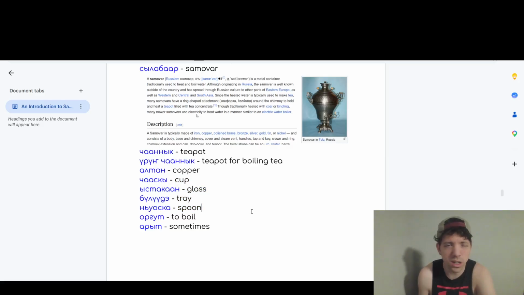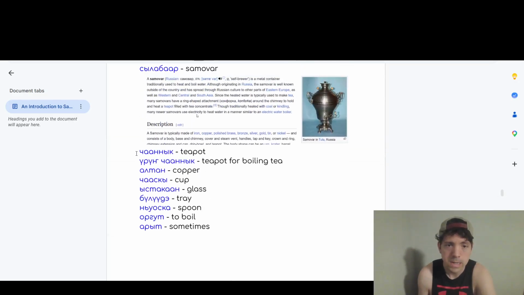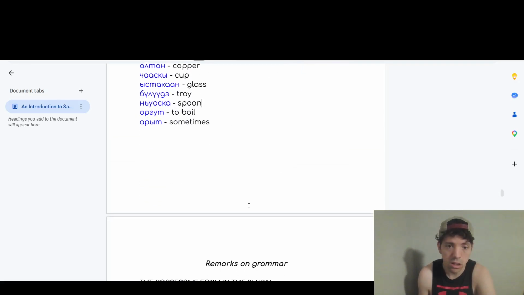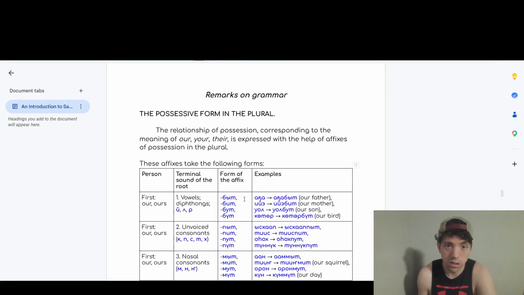I think some of these dishes words, like chaska, ustakan, bulude, nuoska, maybe not all of them, some of those might be from Russian. I apparently did not put the Russian. I've been putting the Russian, the words from Russian, in parentheses and highlighting it or coloring it dark green. But I forgot to do that there. So we'll just have to find out some other time.